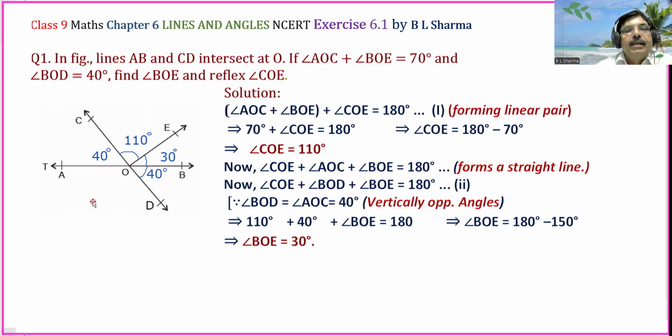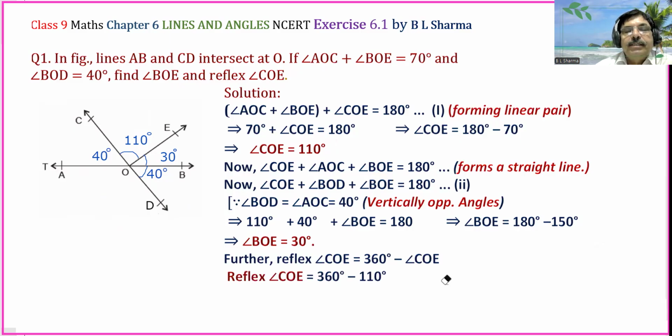Now you can say, what about the reflex of angle COE? Here angle COE is 110 degrees. What will we do? What is the formula for that? To get the reflex of any angle, you subtract that angle from 360 degrees. So the reflex of angle COE is 360 minus angle COE. In place of angle COE, you put 110. So that is 360 minus 110, that is equal to 250 degrees. The reflex of angle 110 will be 250 degrees. And that's all for this question.